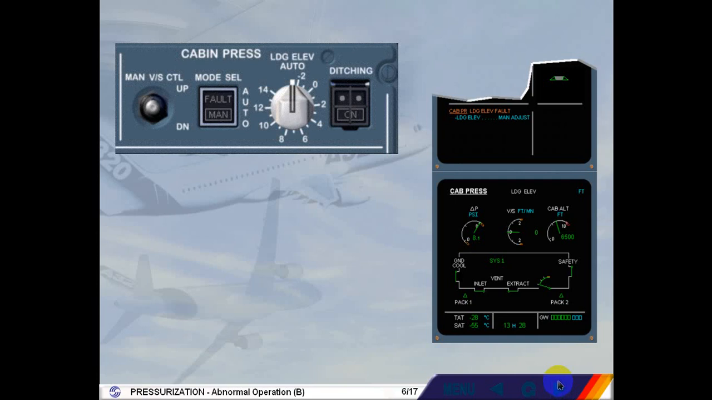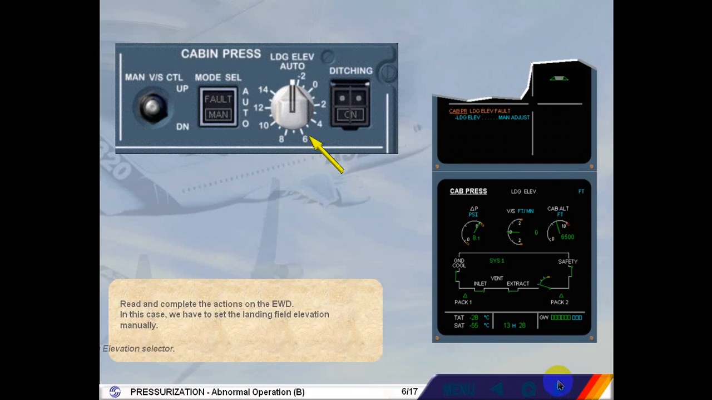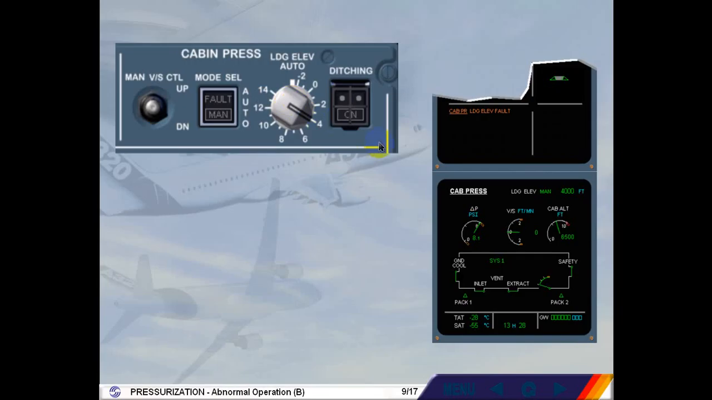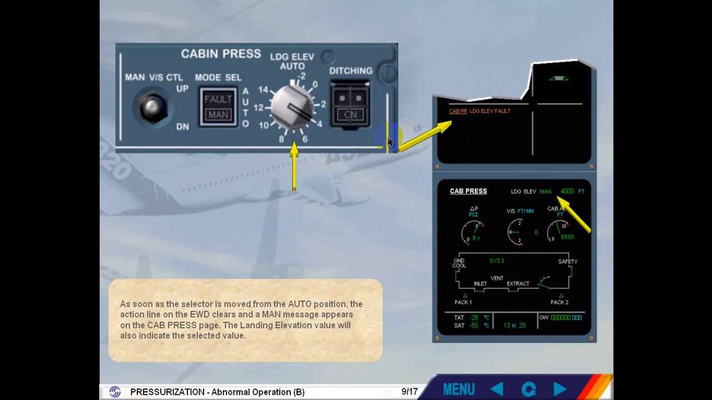In this case, we have to set the landing field elevation manually. Select the landing elevation selector. As soon as the selector is moved from the auto position, the action line on the engine warning display clears and a manual message appears on the cabin pressure page. The landing elevation value will also indicate the selected value.